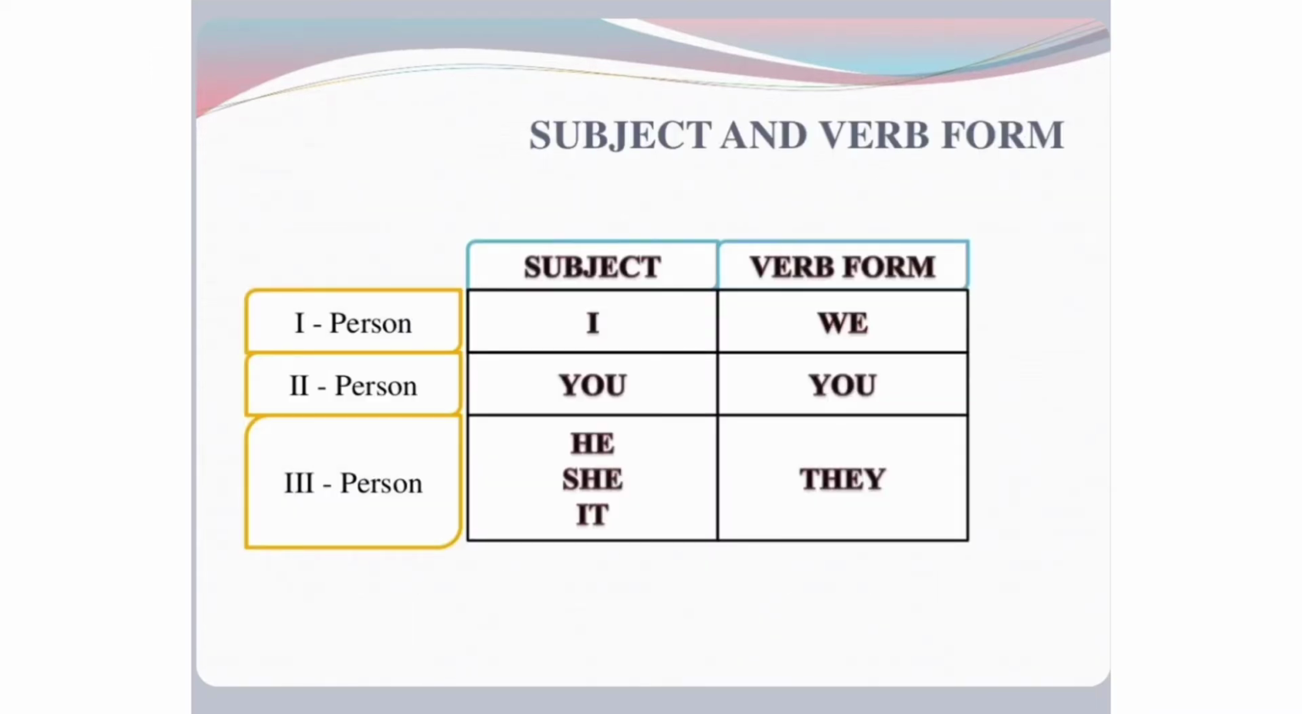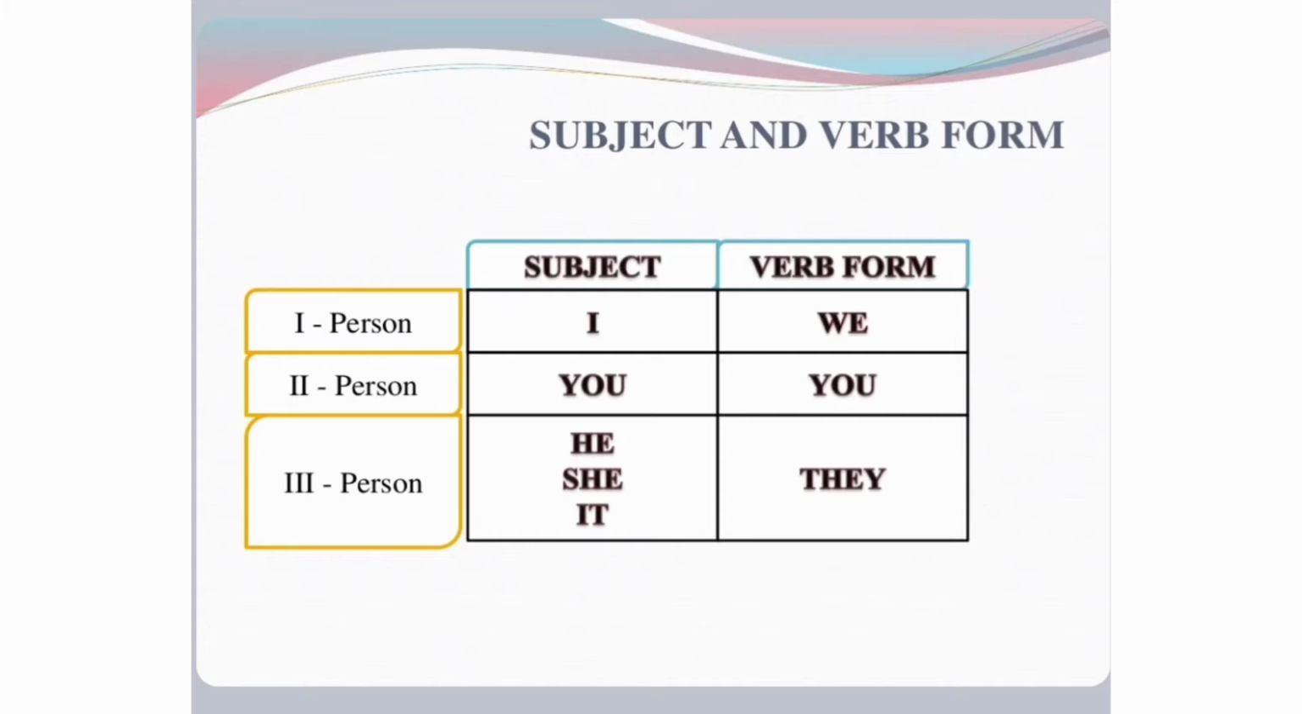And before moving to the description of these four forms, it is important to know the subject and verb forms of the following pronouns. We say that the first person pronouns are I and we, and I is a subject form, we is a verb form. When we say second person pronouns, it is you. And the third person pronouns are he, she, it in the subject form and they in the verb form. Note that the pronoun you in the second person is one and the same in the subject form as well as the verb form.